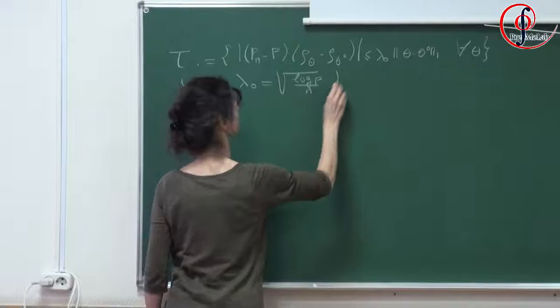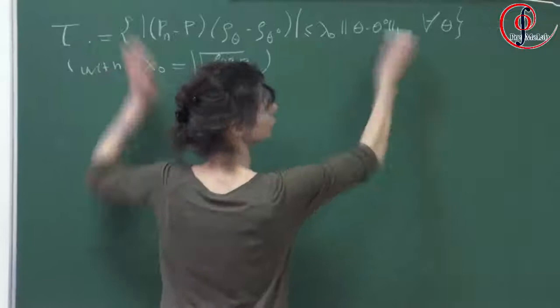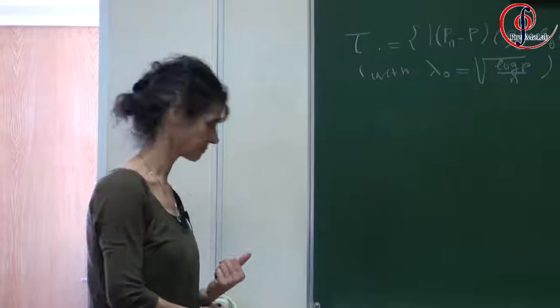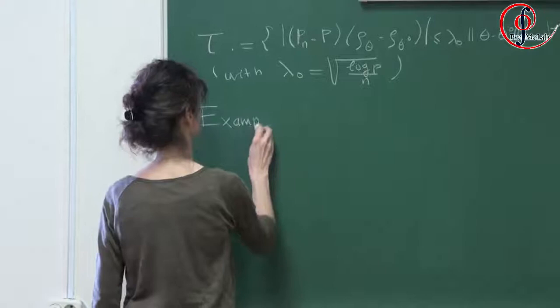If we're on this set, if this is true, one can prove anything as in the linear case, but then you first have to check, of course, that this set has large probability. So I'll just say a few words about that. So let's consider an example. Useful anyway. So the example is a logistic regression.